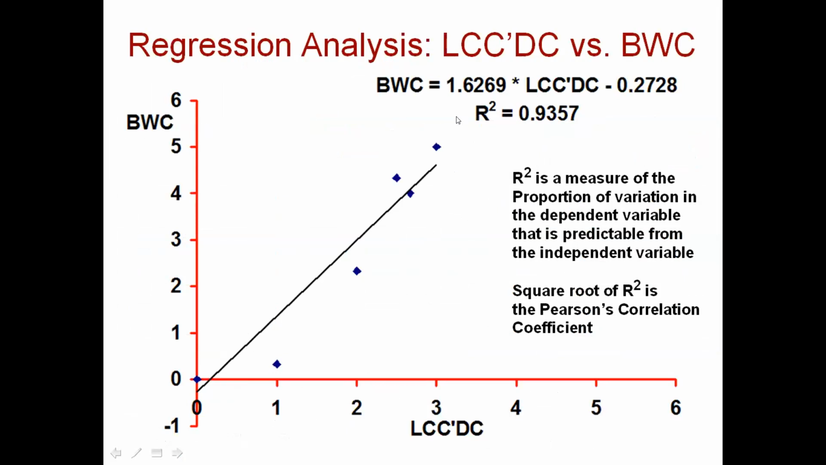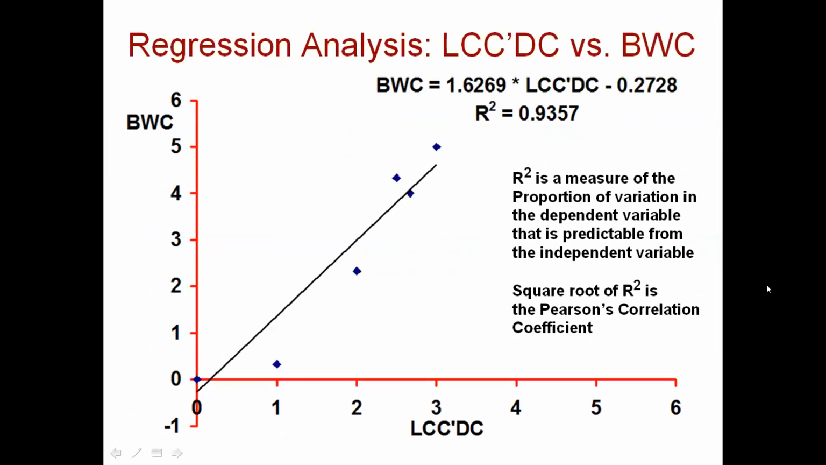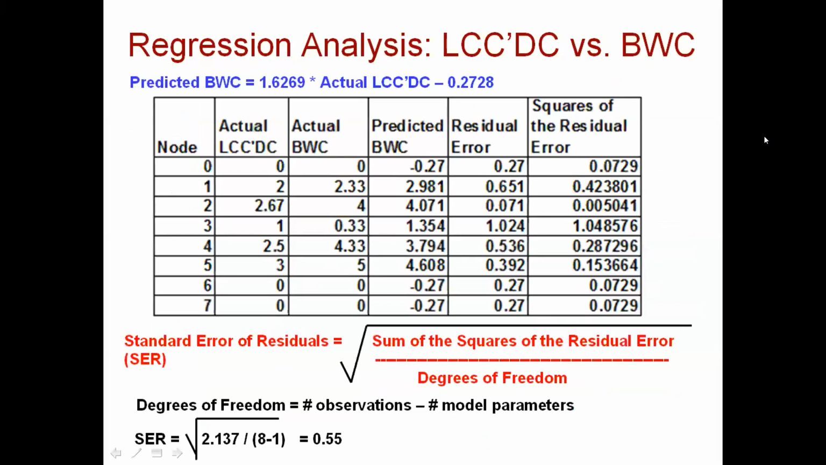If you take the square root of this R square, that's what you get as the Pearson's correlation coefficient, 0.9675, which is also quite high here. So we can go one more step.